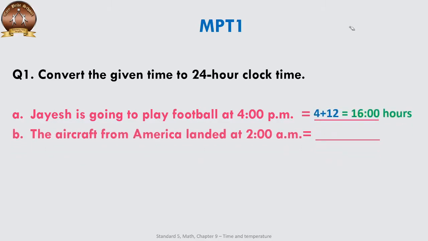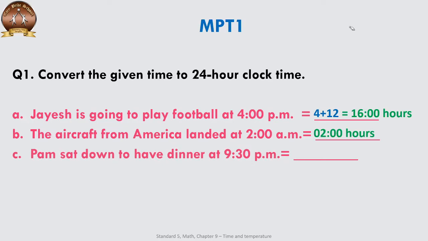The next question is: the aircraft from America landed at 2 AM. Now it's AM, so we simply remove AM and write hours. And if it is a single digit, we add a 0 before the digit and the time becomes 02:00 hours. Pam sat down to have dinner at 9:30 PM.